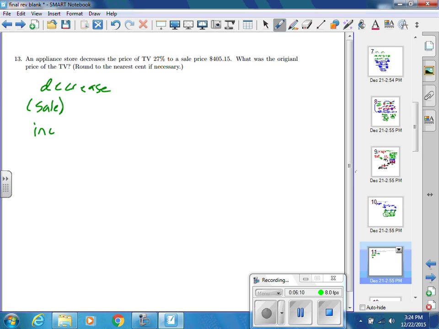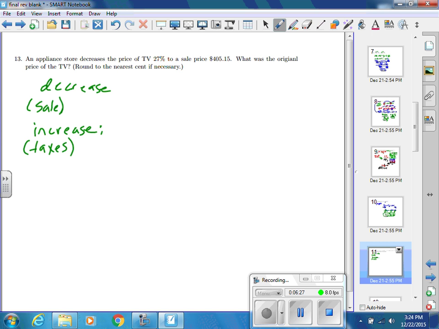And increase, they might be talking about something like taxes. You go and you buy an item, and there's like a 7 to 10% tax wherever you're at, so you get some taxes added on. What's the original price? So this would be added.